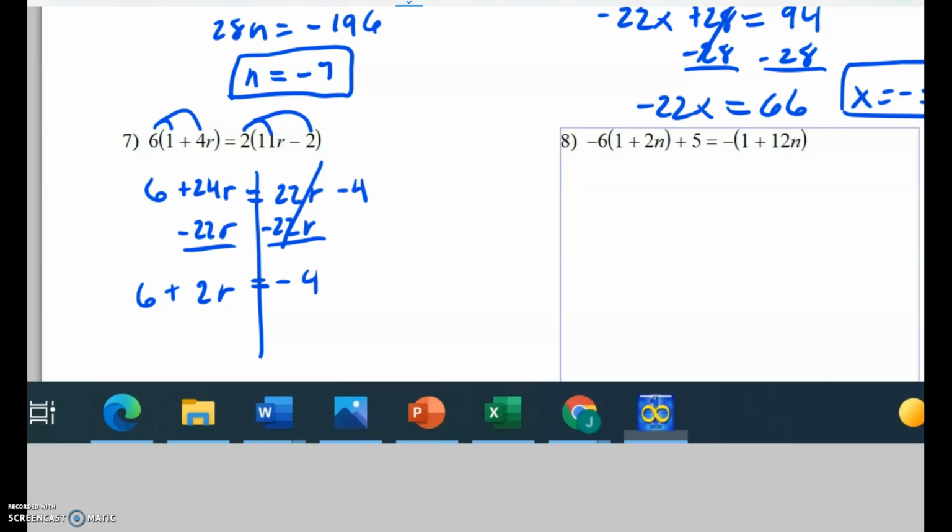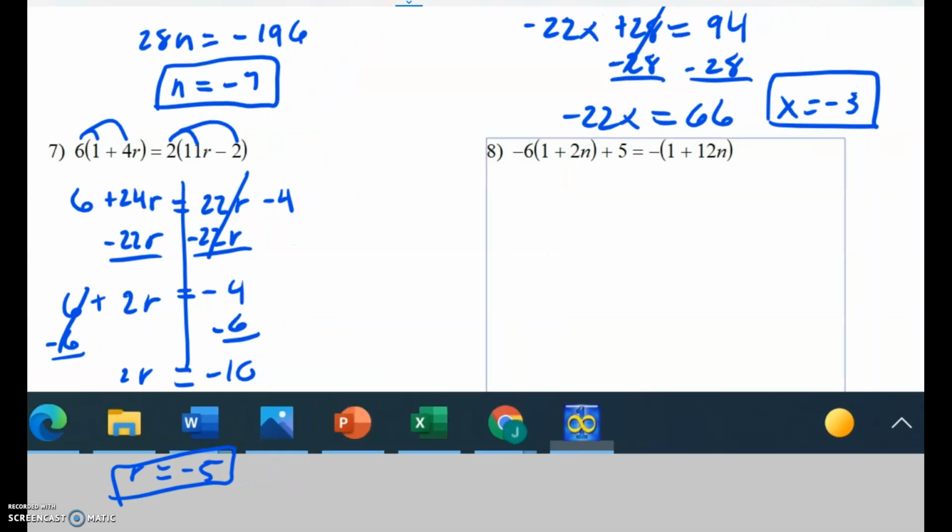Subtract 6 from both sides. Now we have 2r is equal to negative 10. Divide by 2, r is equal to negative 5. Okay, go ahead and try number 8. Pause the video now and resume when you're ready for the answer.